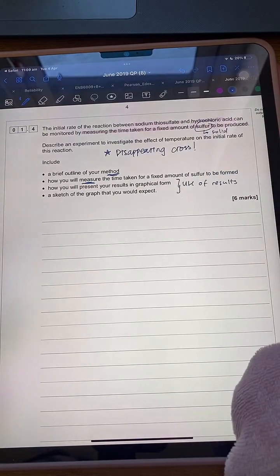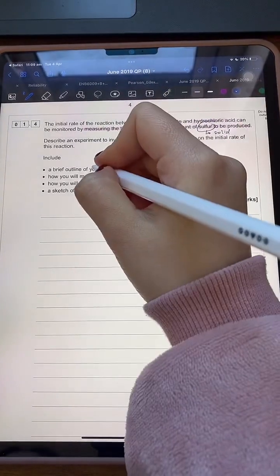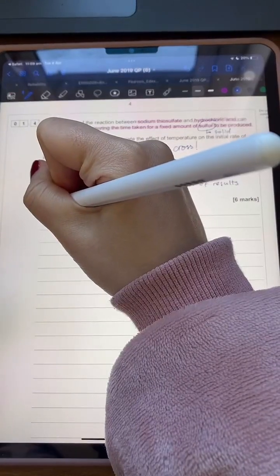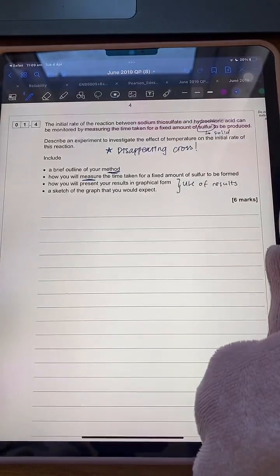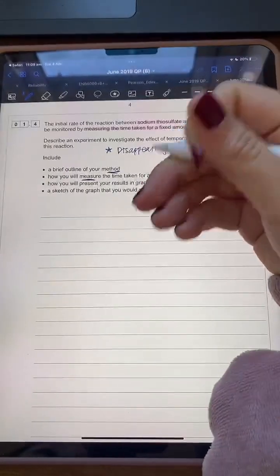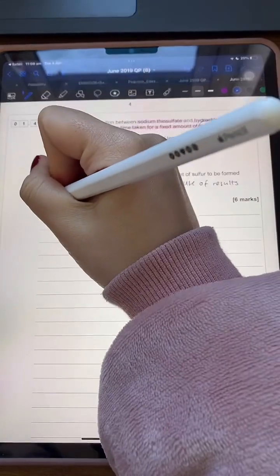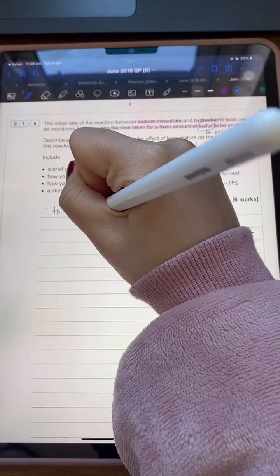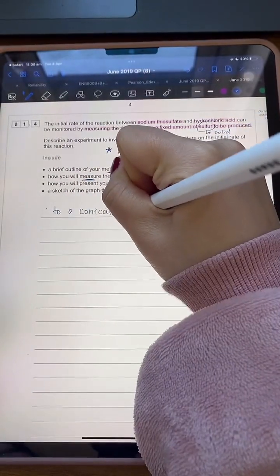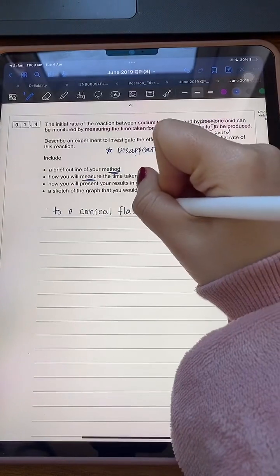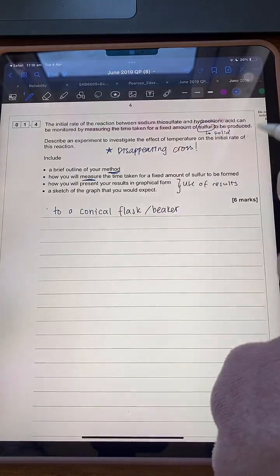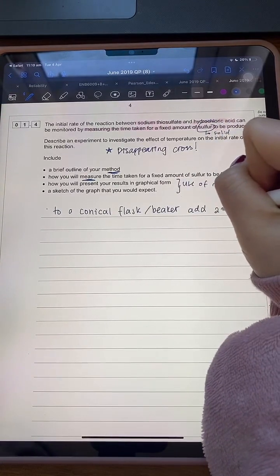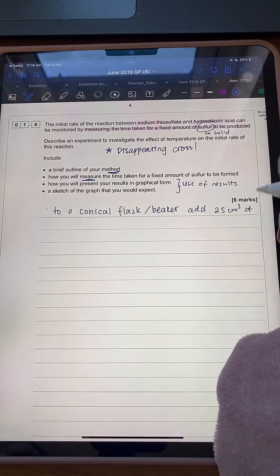So, a brief outline of your method. The first thing we're going to do is say that we are using the disappearing cross method, but we can describe it instead of actually saying it. So we can do, to a conical flask or beaker, up to you which one you want to use. It's always better to use a conical flask. Add 25 cm cube of hydrochloric acid.